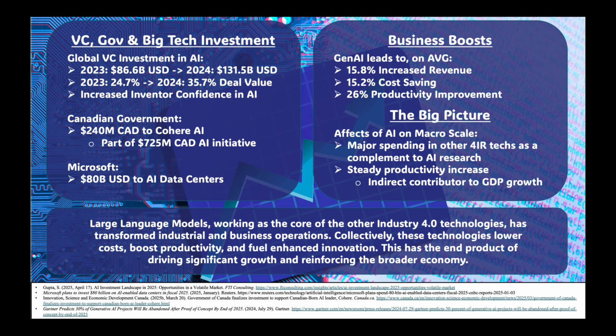key performance indicators. On the macroeconomic scale, the quest for even better AI models has influenced major spending not only in AI data centers, but also the adjacent 4IR technologies like semiconductors and automation. This, in turn, indirectly supports GDP growth through higher efficiency and innovation. Collectively, these technologies lower costs, boost productivity, and fuel enhanced innovation. This has the end product of driving significant growth and reinforcing the broader economy.